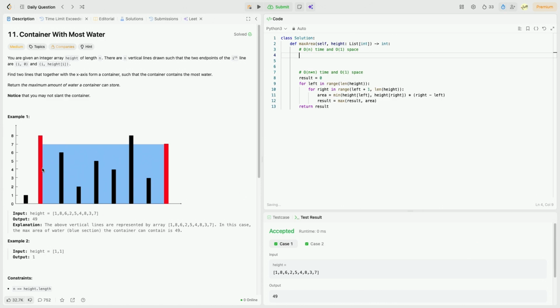If you think about it, and this is kind of the trick to this problem, which I guess is why they rated it medium in the beginning.